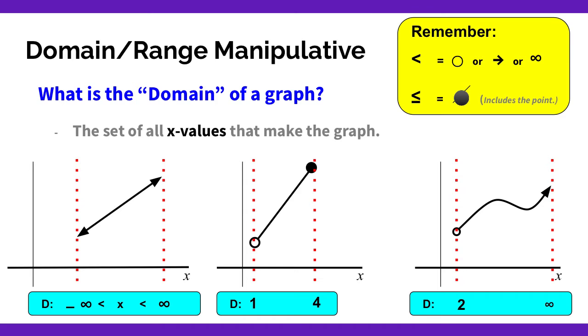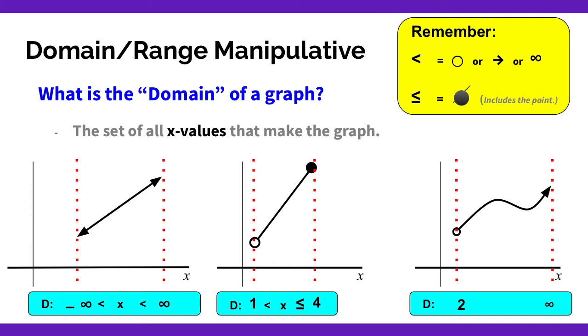So if you look at this first example, since they are both infinities, we've got negative infinity and positive infinity, we're using just less than symbols. For this next example, we've got an open dot. So when we have an open dot, remember we're going to use a less than symbol. But for our maximum, the 4, we've got a closed dot. So we're actually going to have a less than or equal to symbol for the 4, which will look like this: 1 is less than x is less than or equal to 4.